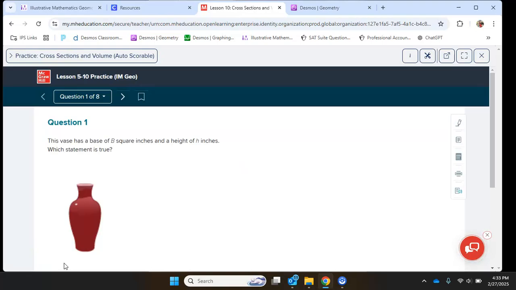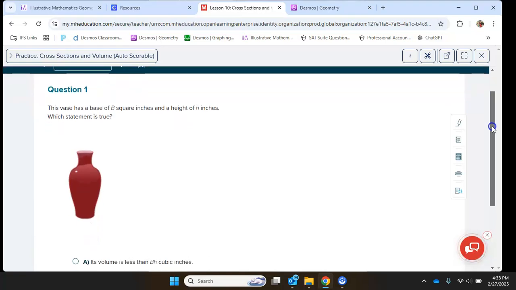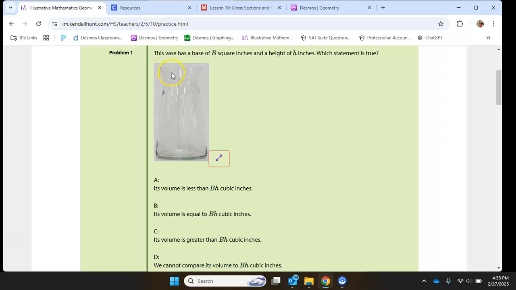This vase has a base of capital B square inches and a height of H inches. Which statement is true? I got this wrong before because that was the wrong picture. I looked it up and this is the picture.